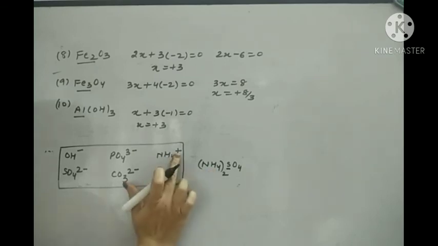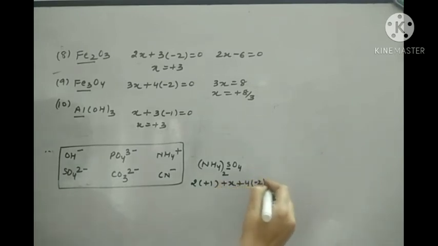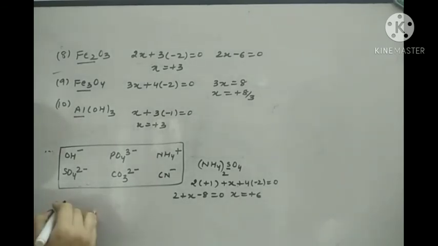Now what I will do, I will use the knowledge of NH4. Now NH4 is having plus 1 charge, so 2 into plus 1. Now sulfur is x plus 4 into minus 2 equal to 0. So 2 plus x minus 8 equal to 0, or x equal to plus 6. Okay, so there are certain molecules which involve ions.